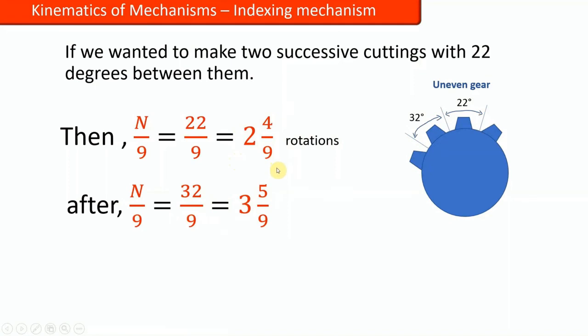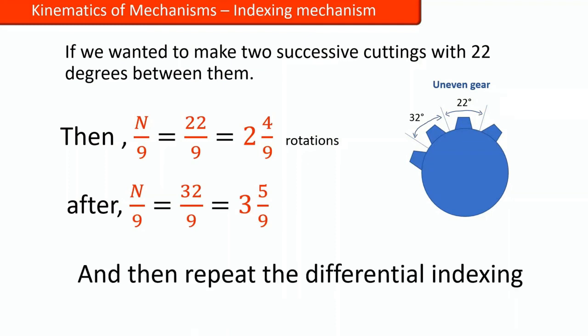So after knowing the number of rotations of the crank, although they are mixed fractions, I think we know how to rotate in fractions of rotations by using differential indexing. So then that is very simple. Using differential indexing we can do the job. That simple is angular indexing. Angular indexing helps us when we know the angle between the two successive cuts to be made.